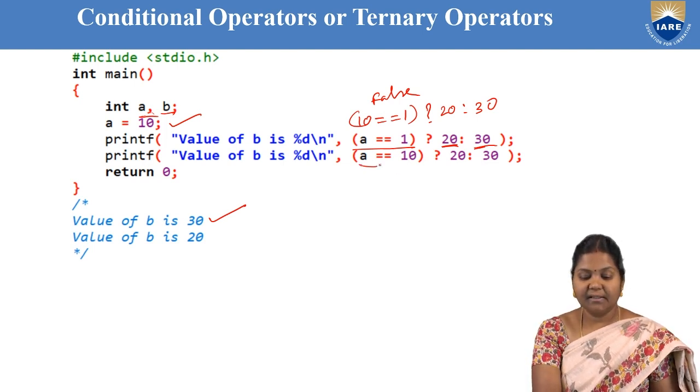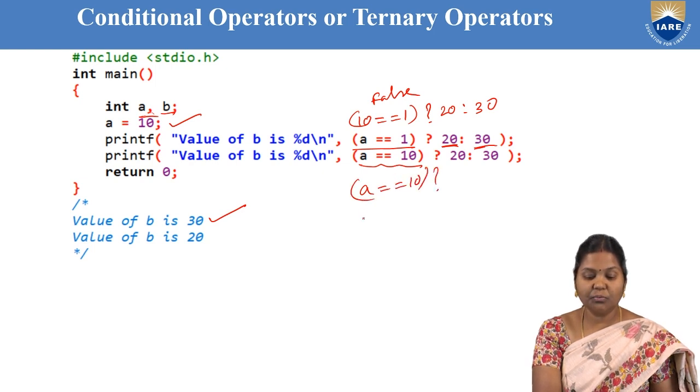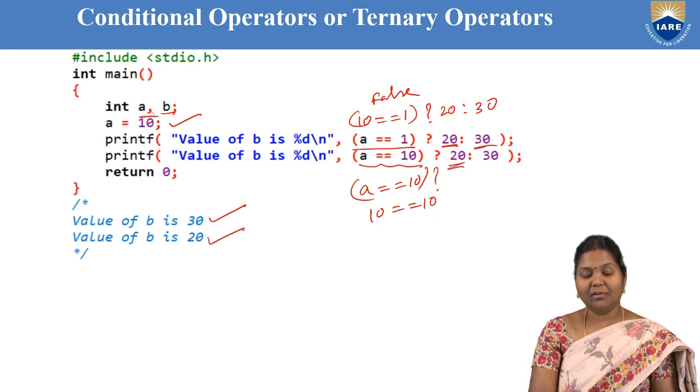In the next case, A double equals to 10. Yes, it is true. The condition is true. So, 10 double equals to 10, yes, it is true. Then, 20 is returned as the output, or the value of B. This way, the conditional operators are evaluated.